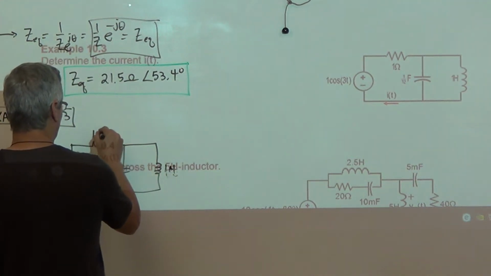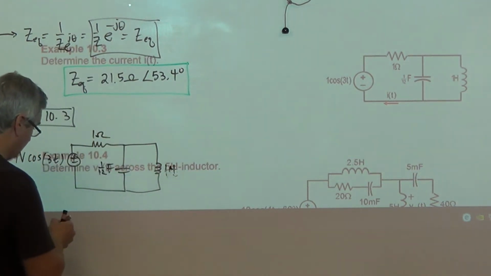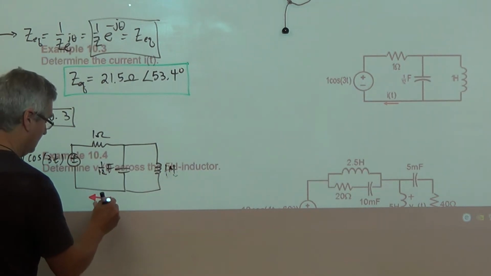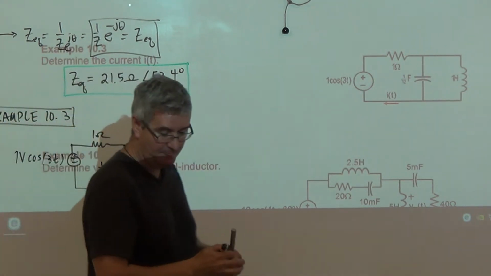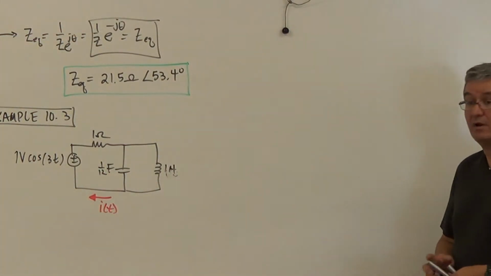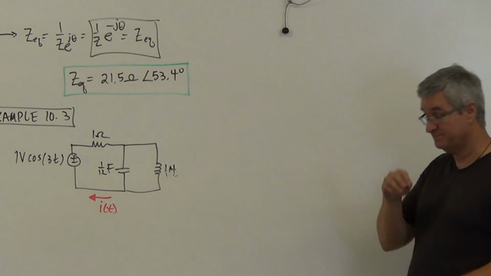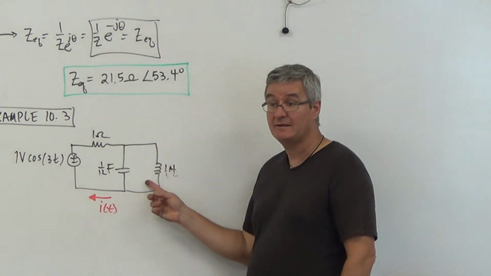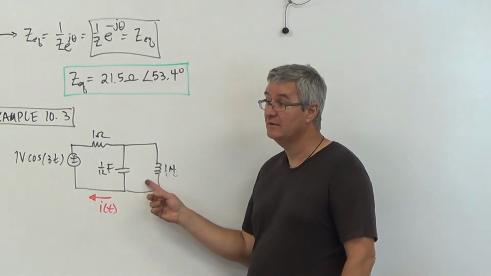And this guy is a 1 ohm. My whole job here is to calculate this current right here as a function of time. Now, I want to remind you that this is a second order differential equation. This is kind of a nasty one, right?